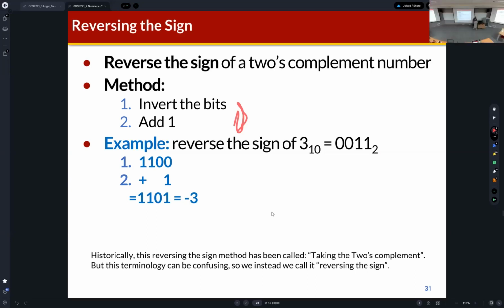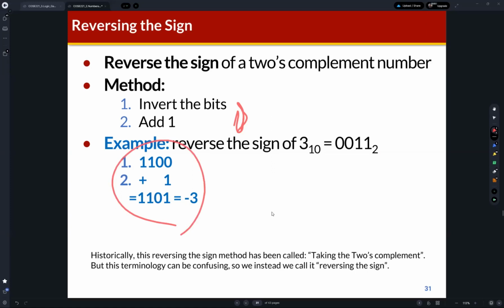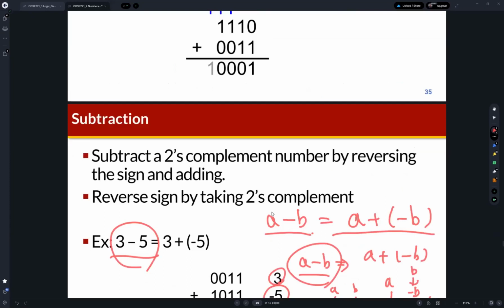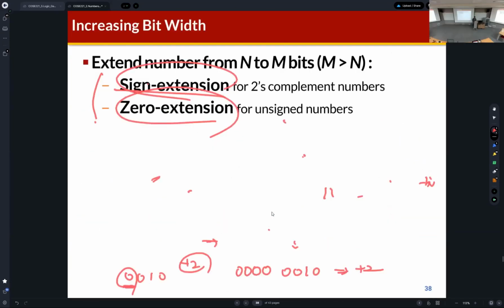Okay. And this is the example. Using this method, we can reverse the sign of the two's complement number. And then we also learned about how to extend the bit width of a two's complement binary number. There are two methods, sign extension and zero extension. Just to memorize, for the two's complement number system, we need to apply sign extension.